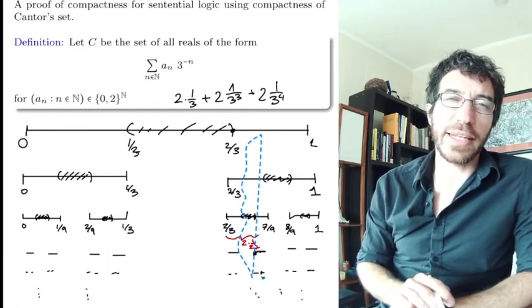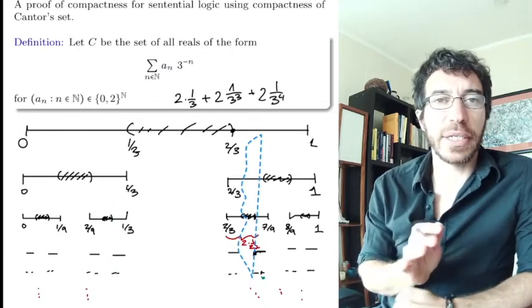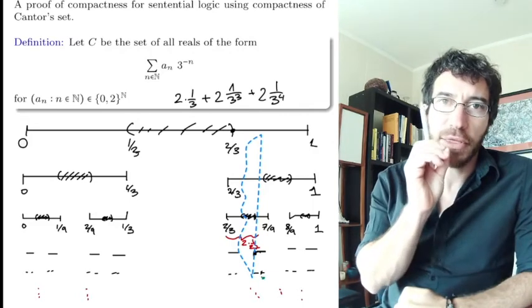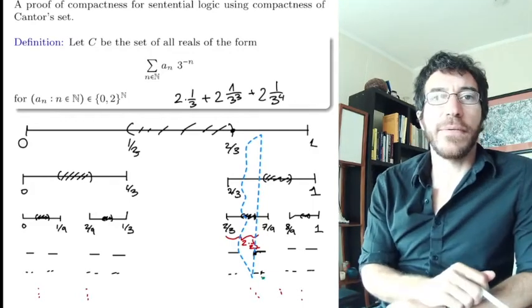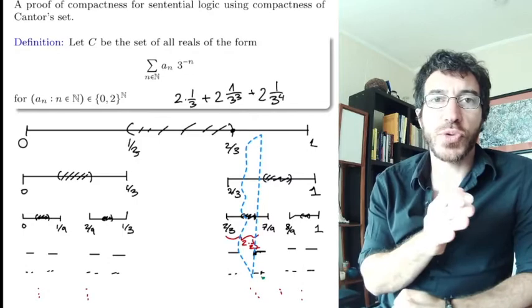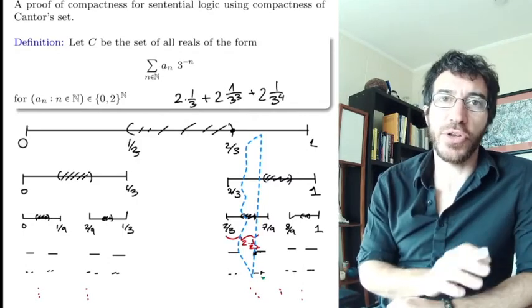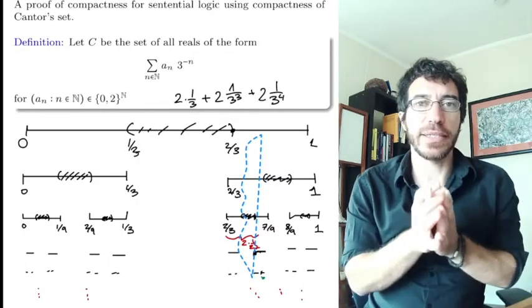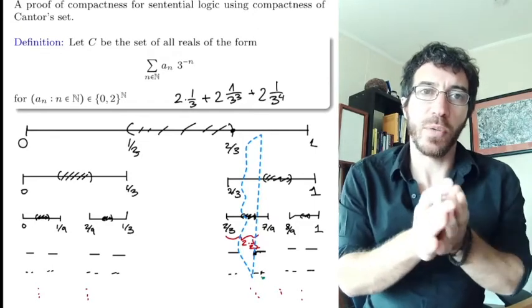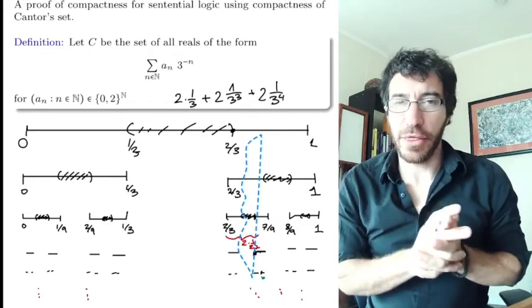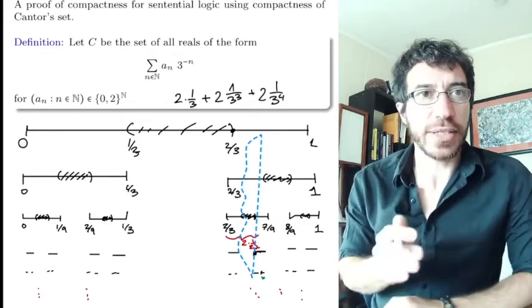Okay, so another way of saying this is that these are exactly the numbers that, if you write them in base 3, use only the digits 0 and 2. So you can write these numbers in base 3 without using the digit 1. And that's exactly the middle third Cantor set. Okay, so that's the Cantor set.